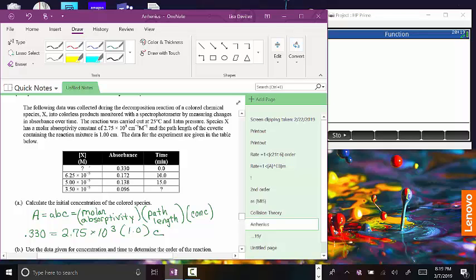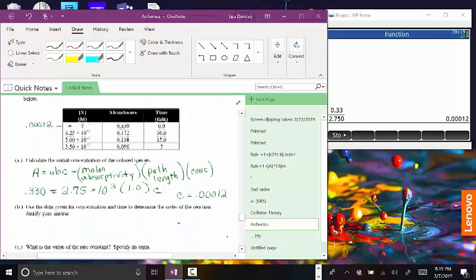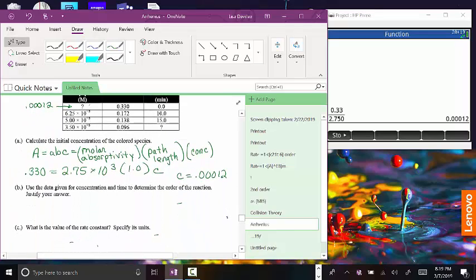So when we do the math on that, divided by 2.75 times 10 to the third, times 1, okay? So that gives me a concentration of 0.00012. That's this value right there, 0.00012. So now it says, all right, use our data for concentration and time to determine the order for the reactant. So, right, we've now got 1, 2, 3 concentrations that are paired with 3 times.